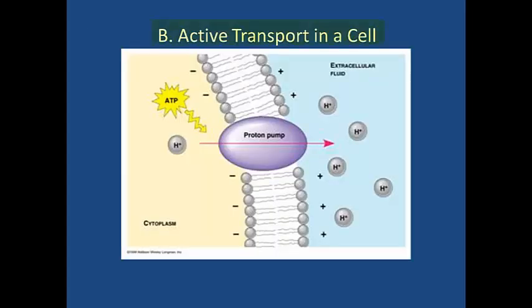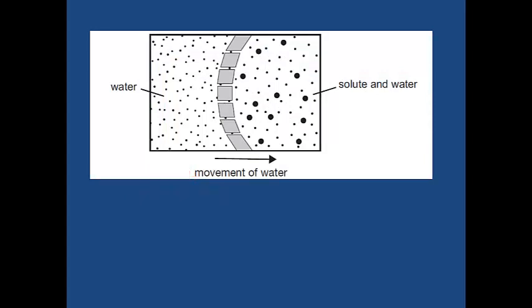Now choice B, active transport in a cell. Recall that active transport uses ATP as an energy source to force a substance to move from low concentration to an area of high concentration. In this diagram, is water moving from low concentration to high concentration? Is ATP being used as an energy source? Is choice B the correct choice?